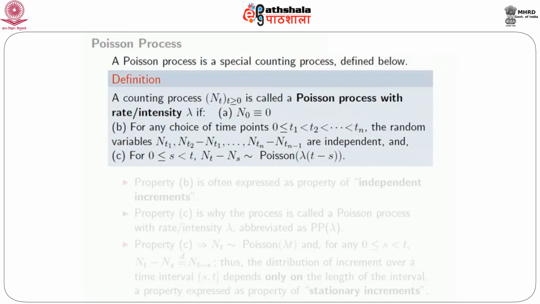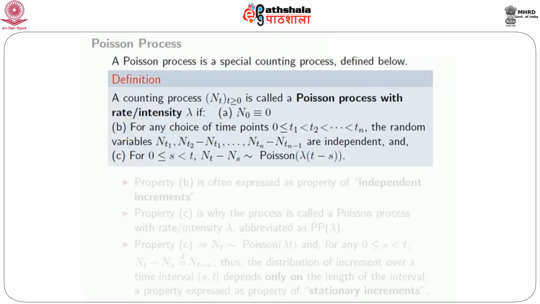So as I said, the Poisson process is a special counting process, and here is the definition. A counting process N_t is called a Poisson process with rate, sometimes also called intensity, lambda, if first of all N_0 is identically 0, and second, for any choice of time points t_1 less than t_2 less than etc. t_n, so take any finite set of time points ordered in that fashion, then the random variables N_{t_1}, N_{t_2} minus N_{t_1}, etc., N_{t_n} minus N_{t_{n-1}} are independent.